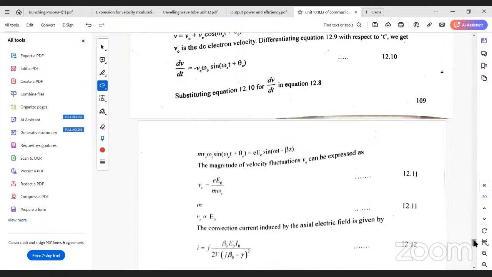Yes, ma'am. If they ask for 10 marks, then we need to write the magnetron from the figure to the cutoff voltage. Cutoff voltages also you have to write. Okay. Three essay questions: klystron, traveling wave tube operation, and magnetron. Three short ones: expression for velocity modulation, bunching process, and output power and efficiency.